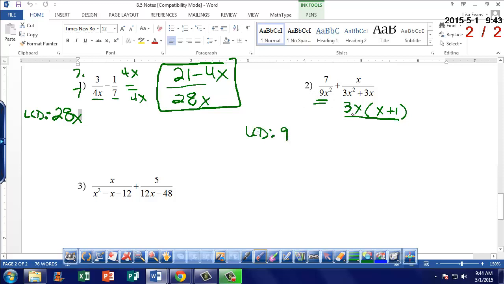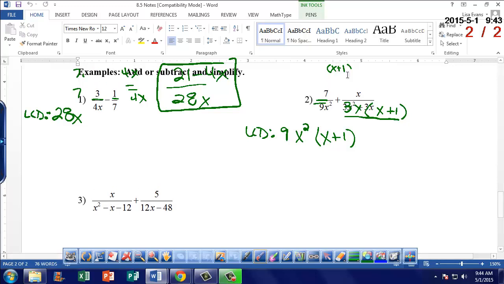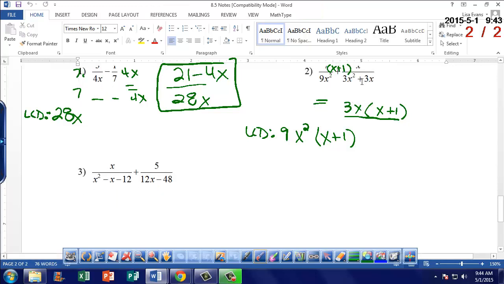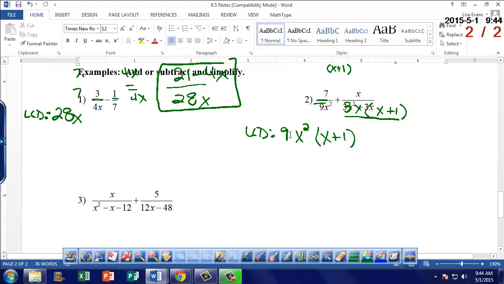This one has an x squared and this one has an x, so I know it has to at least have an x squared. This one has an x plus 1, this one doesn't, so it's missing. This is my least common denominator. So what do I do to this fraction to make this denominator look like this? Well, you're missing an x plus 1. So I'm going to multiply my numerator by x plus 1. So I get 7x plus 7.